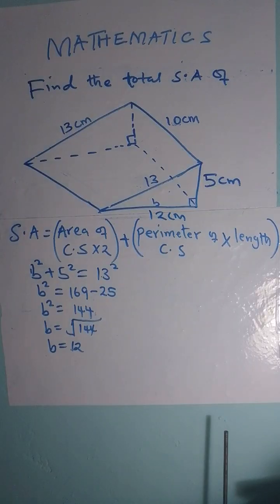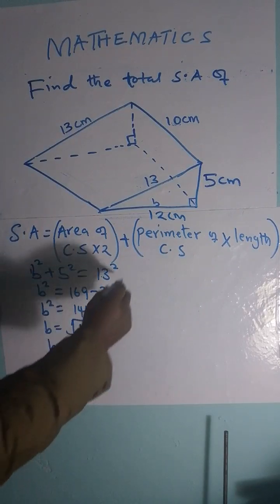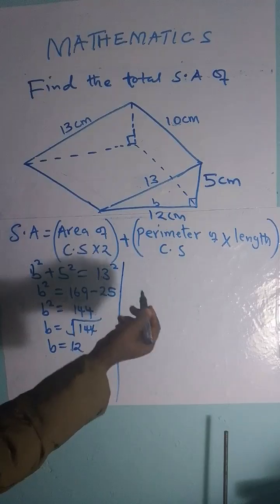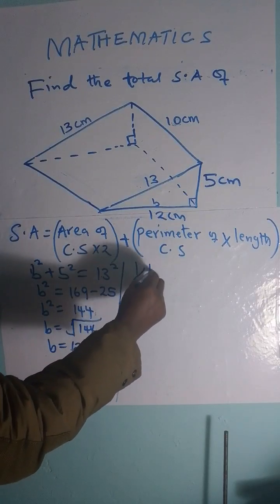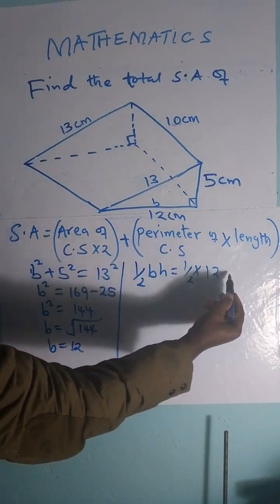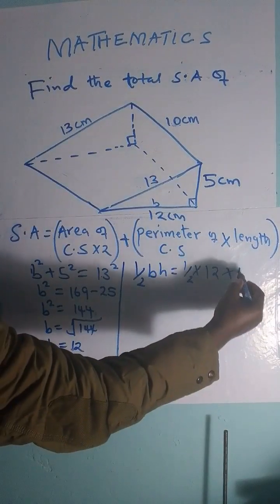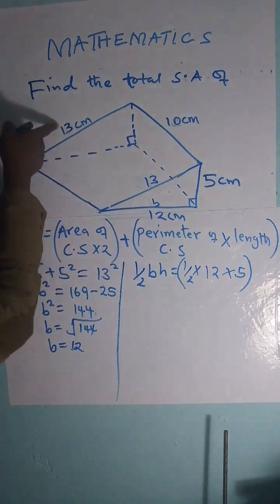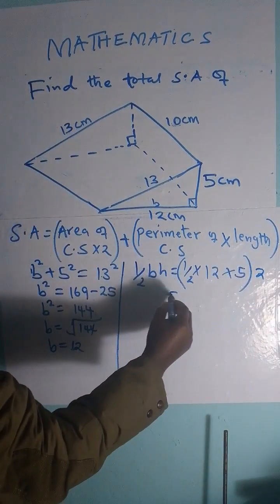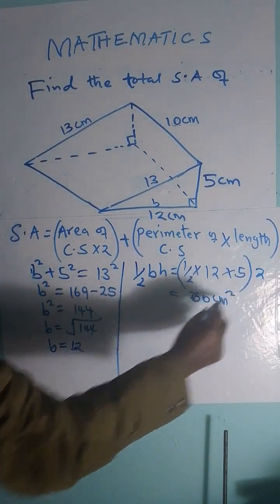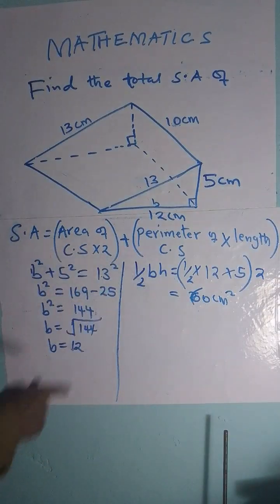Right. Now we apply the formula. I have told you the area of the cross-section is a triangle, therefore it is a half base times height. A half times 12 times height, which is 5. This is the area of cross-section. Then you multiply times 2. This one will be 60 centimeters square. So the area of cross-section times 2 is 60 centimeters square.